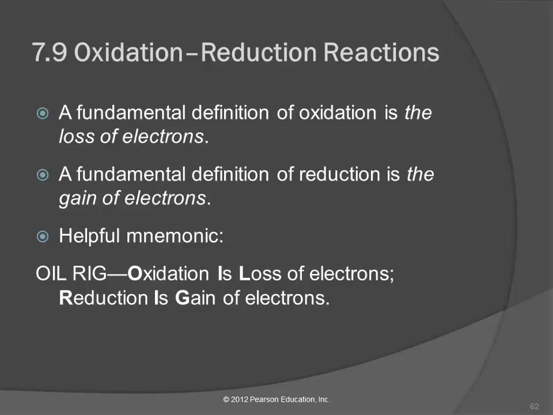So we need to understand the definition of oxidation and reduction. So oxidation is when a substance loses electrons, and reduction is when it gains electrons. And there's not a whole lot of sense in those terms because they actually came from a different sort of definition, and that definition made sense, but that's more organic chemistry, and we're not going to go there. So we have this helpful mnemonic, oil rig, that can help you keep these two things straight. Oil rig. Oxidation is loss of electrons. Reduction is gain of electrons.